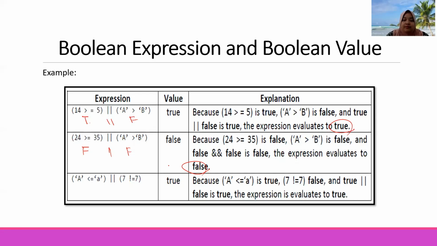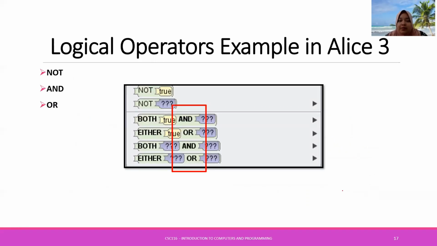Okay, so next A. Capital letter A, small letter A. Is it capital letter less than or equal small letter? It becomes true. The answer is true. Or is it 7 not equal 7? False. True or false? The answer is true. Okay, so logical operator example in Alice is dia menggunakan nama AND, OR. Dia macam ni lah, both true and, either true or. Ni nanti you akan gunakan lah.